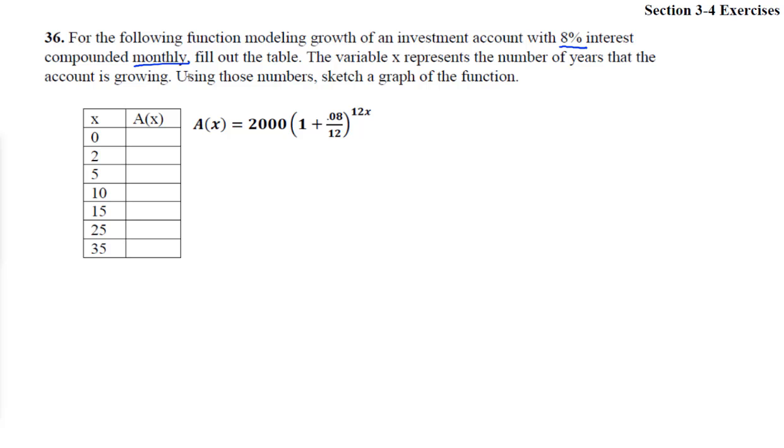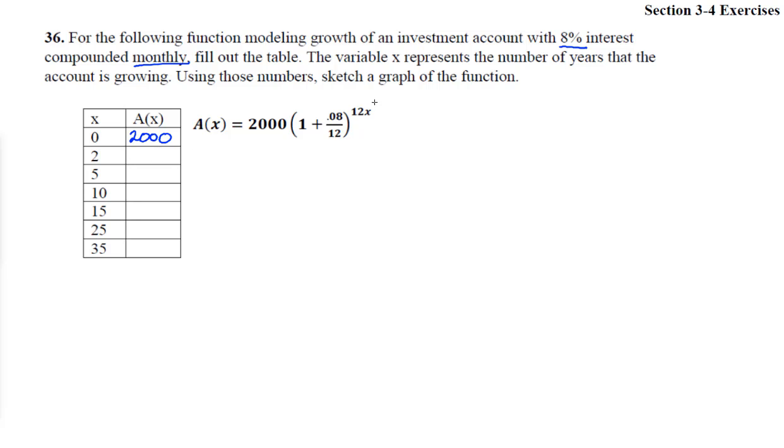All right, so we're going to fill out the table, and the variable x represents the number of years that the account has been growing. And this is a function, so we're just going to stick these numbers in right here. 0 goes in here. Now, that's kind of nice. We don't even need a calculator for that. For 0, anything to the 0 power is 1. So this first level is just 2,000. That's the first A of 0 is 2,000.